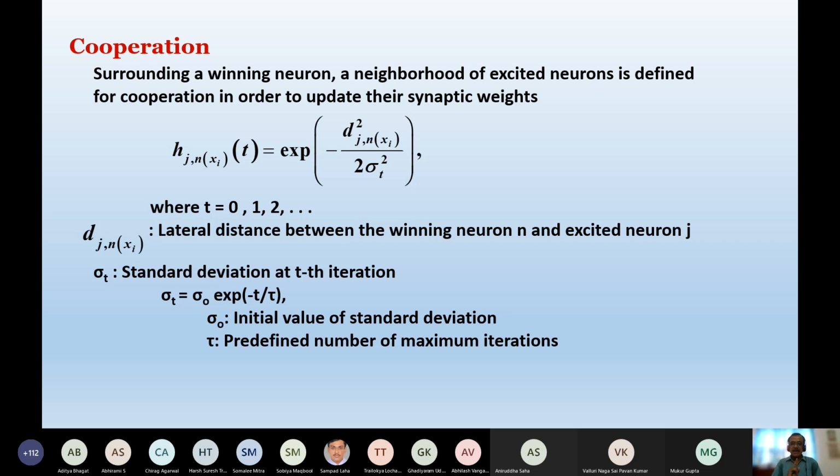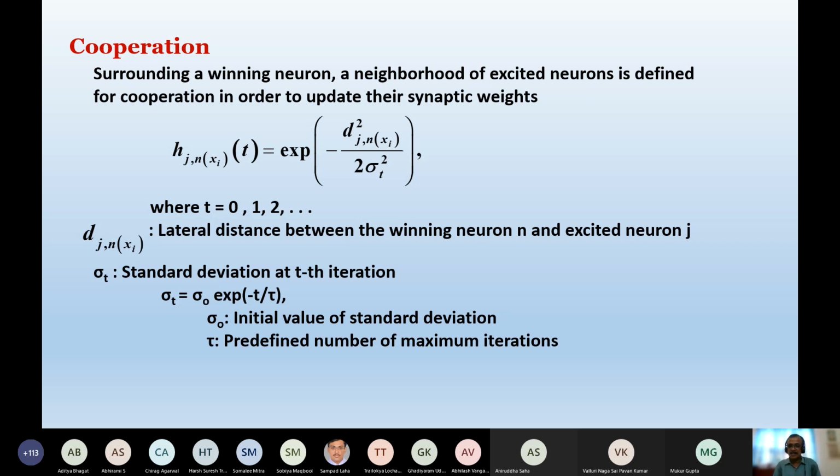And surrounding me, there are some students. How do we find out that a particular surrounding is given by this particular equation? What is d_jn,xi? It is the lateral distance between the winning neuron and the excited neuron. Some of the students are very close to the professor. Some of the students, those who do not work, always try to maintain a distance from the professor.